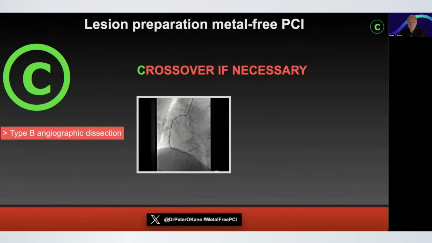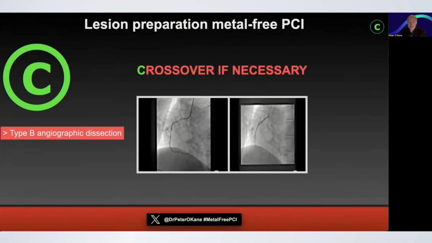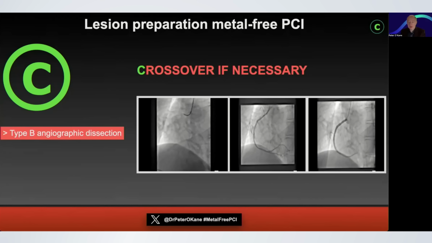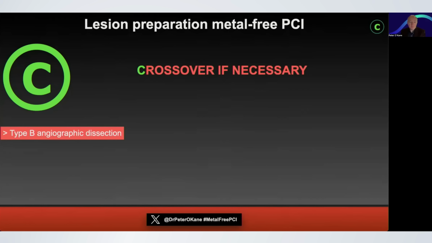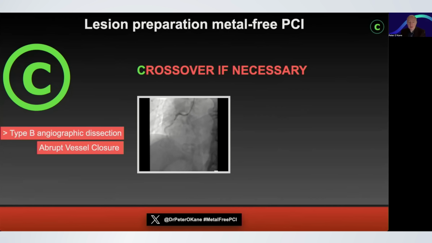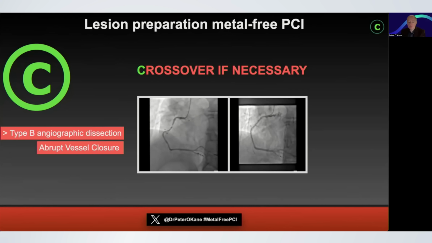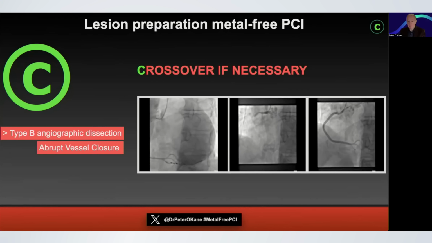Occasionally, it is necessary to cross over. If you have a type B dissection that's perhaps extending back to the ostium, as in this case, or it's more than a type B dissection, you might have to cover. Putting in a stent here is no problem. Abrupt closure is everyone's fear, but it's extremely rare. This was one case where I prepared quite aggressively, perhaps oversized the balloons, but I did achieve a stent-like result. 7 minutes later, however, the vessel abruptly closed and I had to implant some stents.